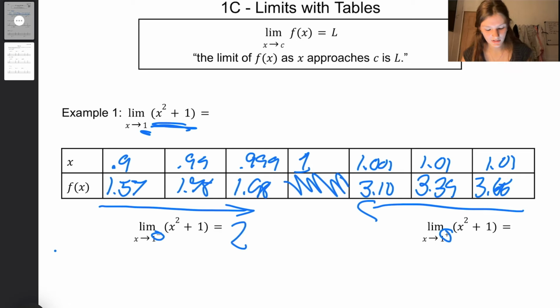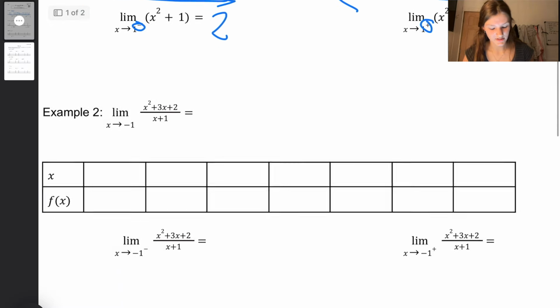From the left, we can clearly see it's going to 2. From the right, we can clearly see it's going to 3. If this was saying the limit with no from the left, from the right, would it exist? No, it would not. The limit does not exist because these two are not equal. So that's really all there is to it.